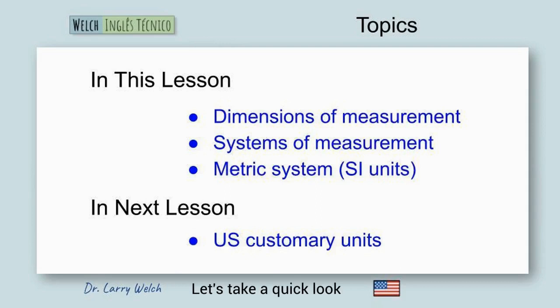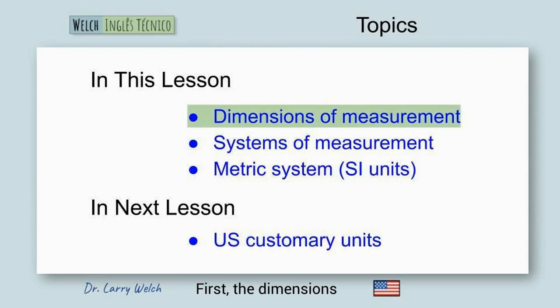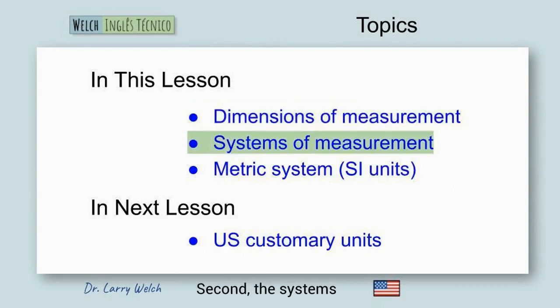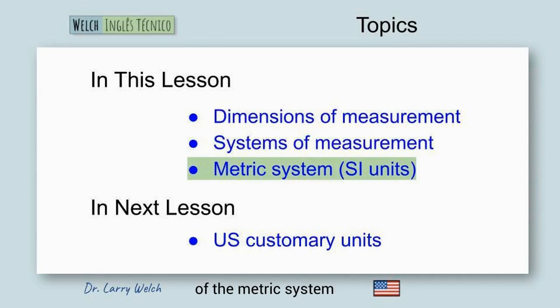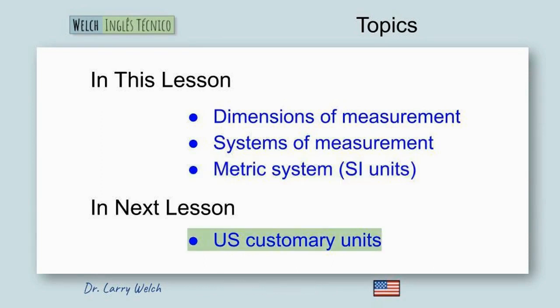Let's take a quick look at the topics of this lesson. In this lesson, we'll look at 3 topics. First, the dimensions of measurement. Second, the systems of measurement. And third, we'll do a quick review of the metric system of measurement. In the next lesson, we'll look at the U.S. customary units, which is the system most commonly used in the United States.